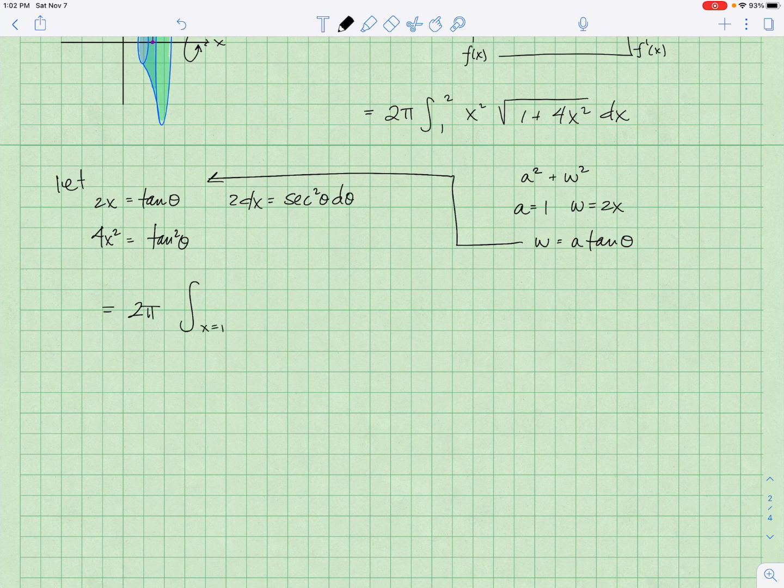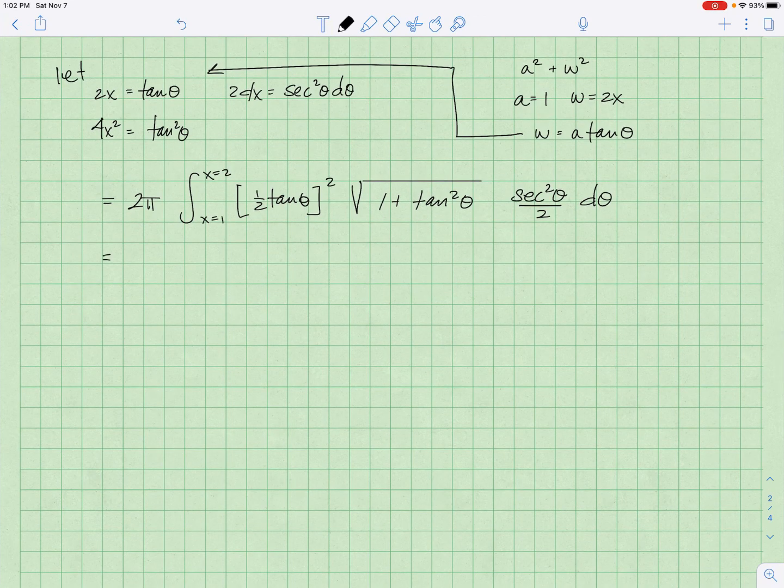This is x equals 1 to x equals 2 of, let's see, if 2x is equal to tangent of theta, then x is equal to 1/2 the tangent of theta, squared, times the square root of 1 plus tangent squared theta, and then dx is secant squared theta over 2 d theta. And we're going to get 2 pi over, let's see here, this is a 1/2 squared, which is a 4th, and another 2 in the denominator is going to put this over 8.